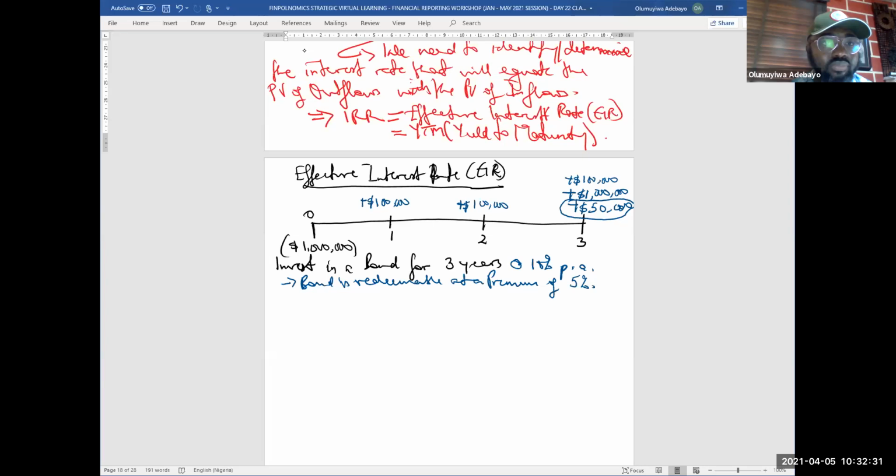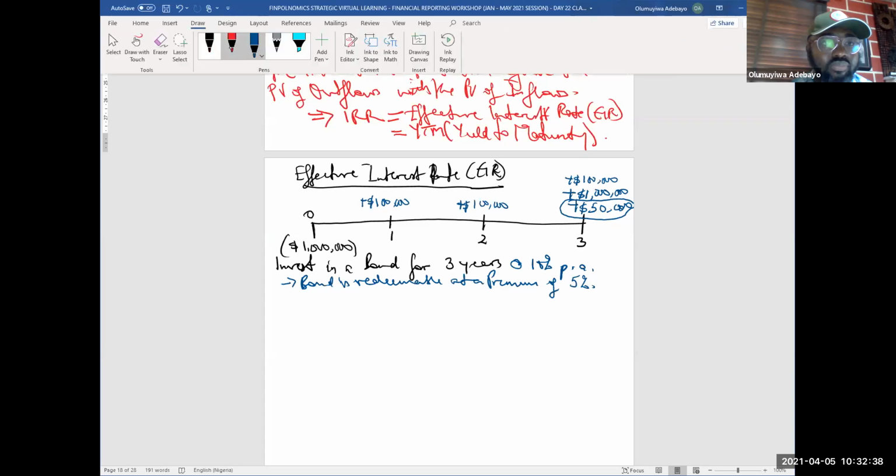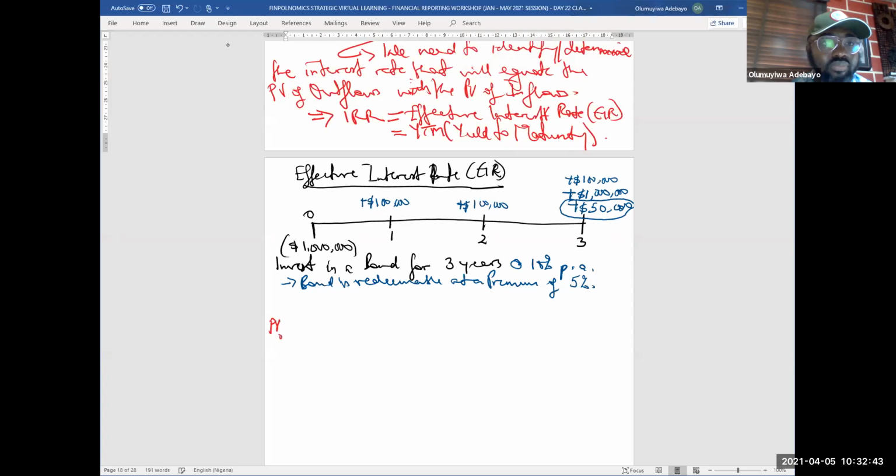And to do that is for us to say, what rate is such that when we find the present value in period 0 of the $1 million, it will equal the present value between period 1 to 3 of the cash flows. And what does that mean? It means $1 million at its current present value is $1 million.